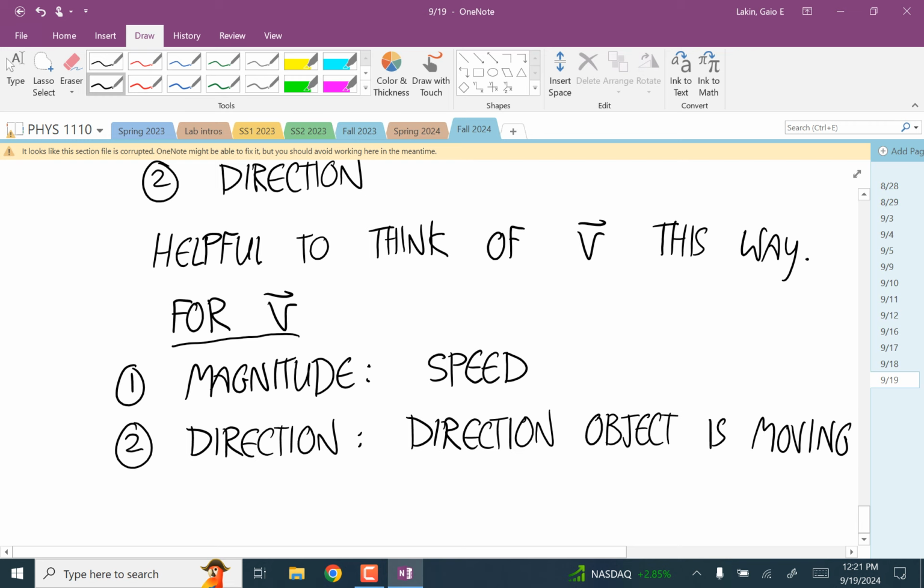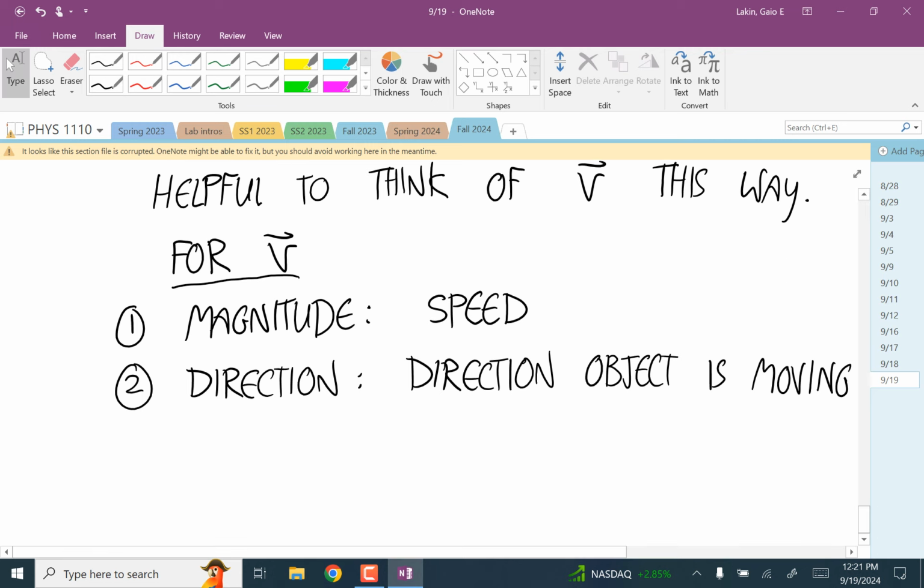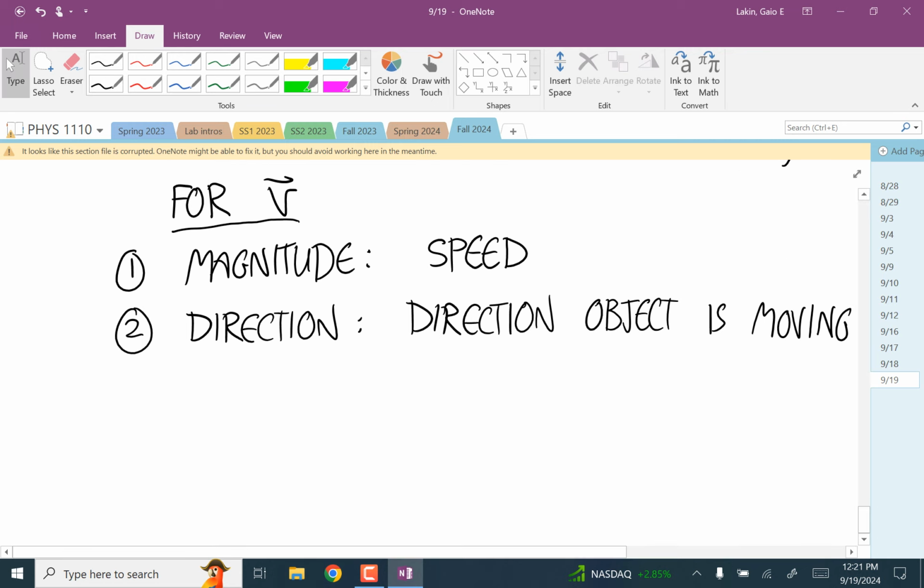And that was the case in 1D also. Remember the magnitude. So in 1D, if something had a velocity of -6 meters per second, the magnitude of that is 6, and that was the speed, 6 meters per second. And the direction says that the object was moving in the negative direction. Okay, so now we have a version of that in 2D also.